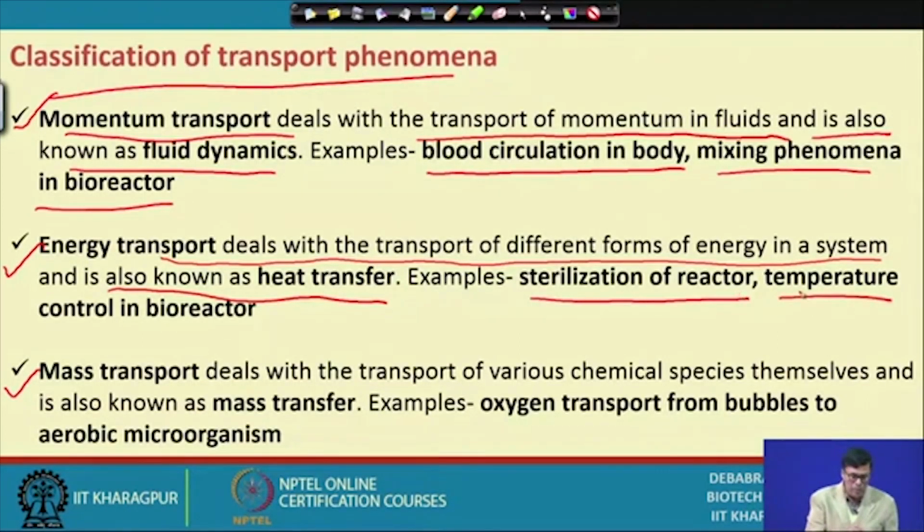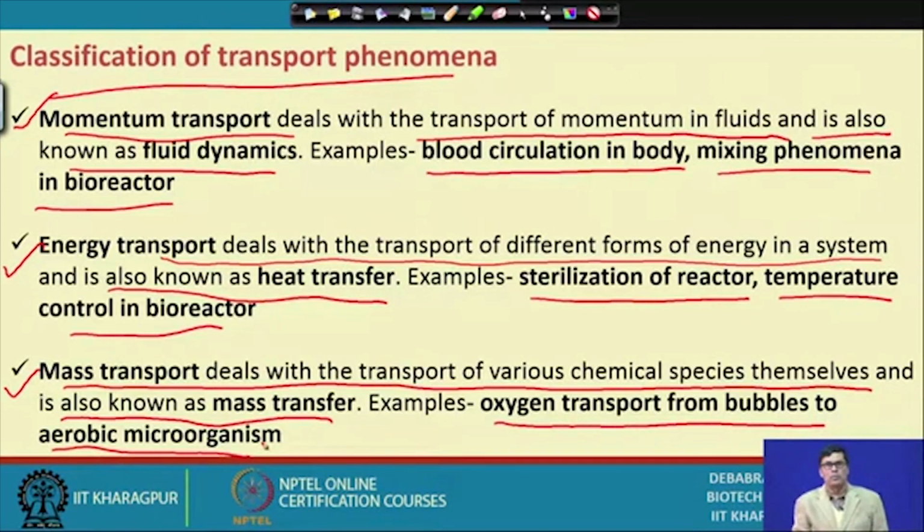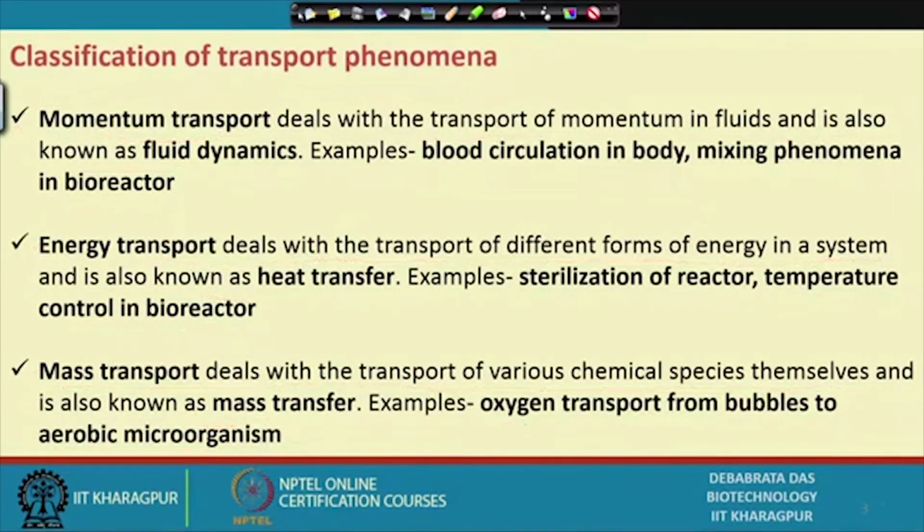And also temperature control in the bioreactor. Just as I pointed out, organisms are very specific with respect to temperature. At a particular temperature they give the maximum product. Mass transfer deals with the transport of various chemical species, for example, oxygen transferred from the bubble to the aerobic microorganism. So from this we can easily understand how crucial transport phenomena are as far as biochemical processes are concerned.